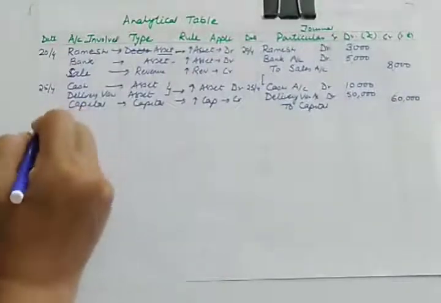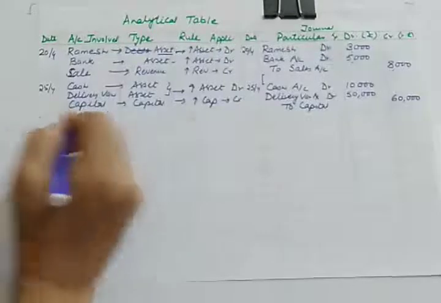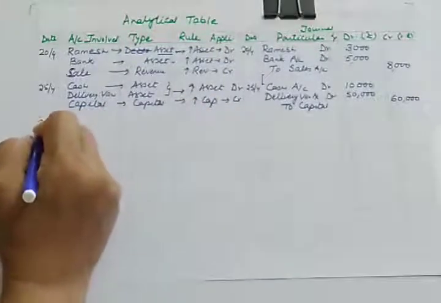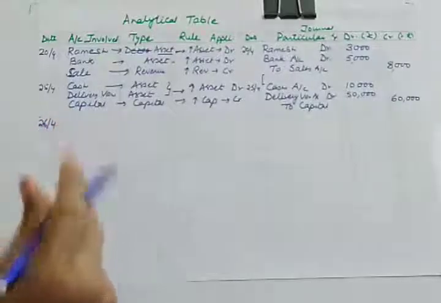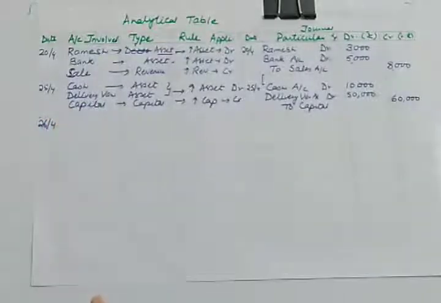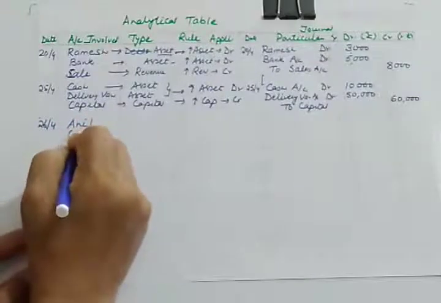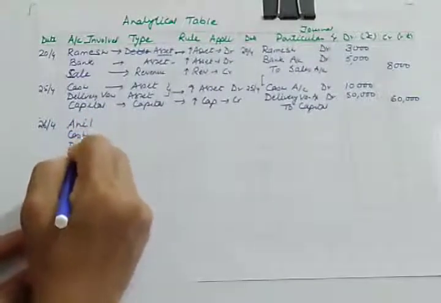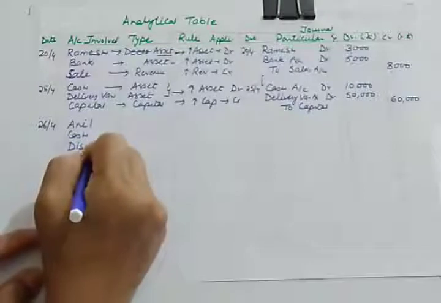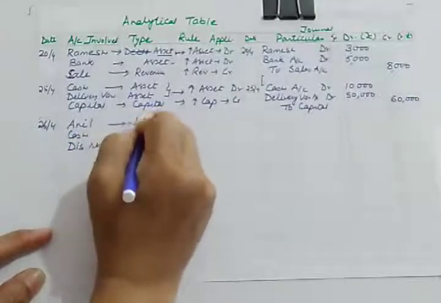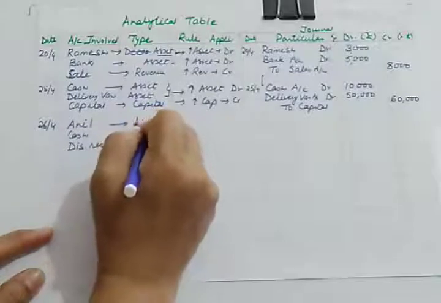And the next one is, and you can write the narration. So the next is 26(4). Cash paid to Anil 975, discount received 25. So we are making payment to Anil. So one Anil is involved, cash and discount received. So when we are making payment to Anil, our liability reduces, but it's our liability.